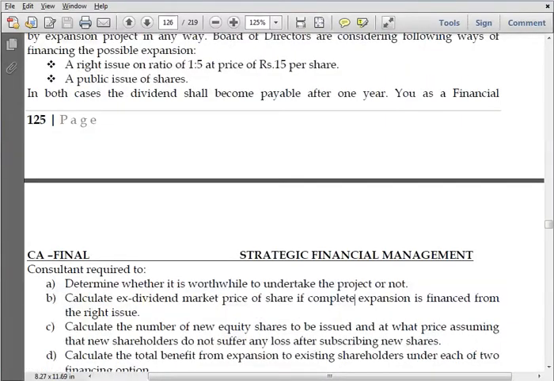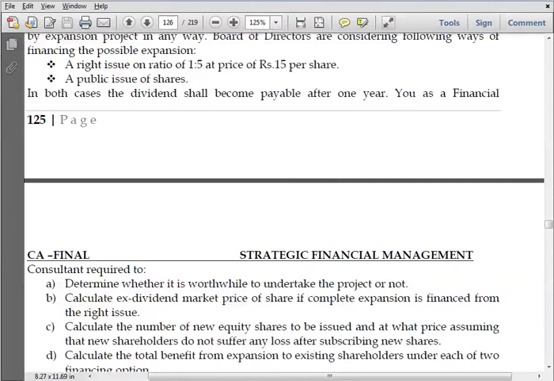Determine whether it's worthwhile to do the project or not. Calculate ex-dividend market price of share if complete expansion is financed from the rights issue. Now, ex-rights price is existing shares into existing price plus new shares into issue price, divided by existing shares plus new shares. But before doing this, I'll have to first adjust the existing price itself, because a positive NPV will move up the price. When we do a positive NPV project, the price will go up.